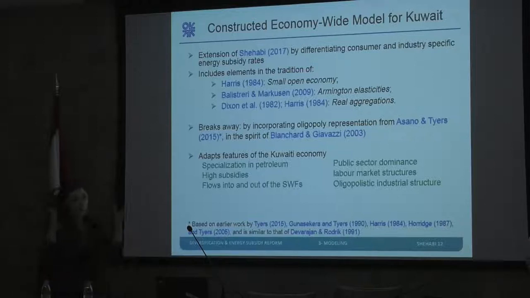So now I want to test my argument that I just put forth to you using the model quantitatively. The model is basically an extension of Shihabi 2017, which you probably don't know, but basically it's a CGE model that has oligopoly behavior and captures the unique features of the Kuwaiti economy. What I've done here is the different subsidies have particular consumption subsidy rates, so that I can simulate energy reform. It has some standard features of general equilibrium modeling, which includes small open economy, Armington elasticities, and real aggregation. But it also breaks away from conventional CGE modeling by incorporating oligopoly representation. And then it includes the features of the Kuwaiti economy that I just explained to you in the context of diversification.